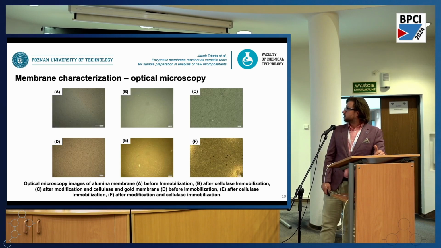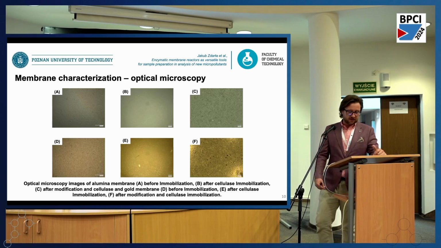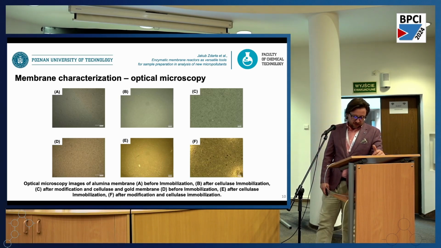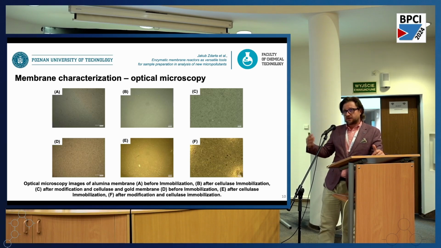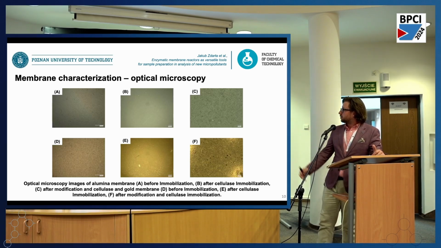We have also used optical microscopy to characterize the membrane after cellulase immobilization. And you can see, due to the magnification, aggregates are not so easily observed. However, the changes in the morphology of the membrane can be observed, particularly after at first modification by glutaraldehyde and after that enzyme deposition.